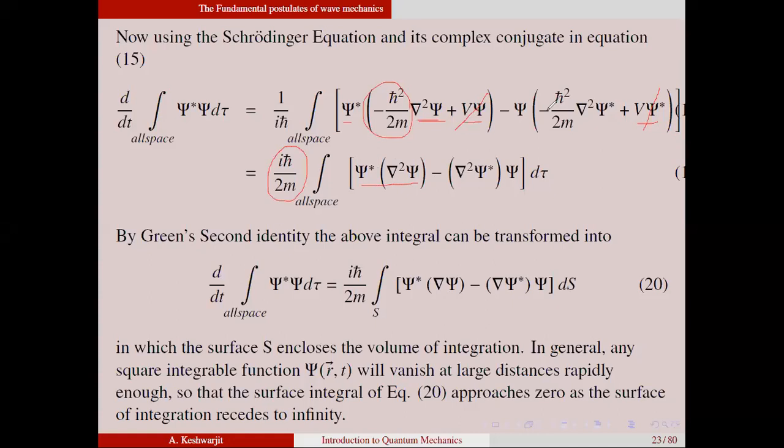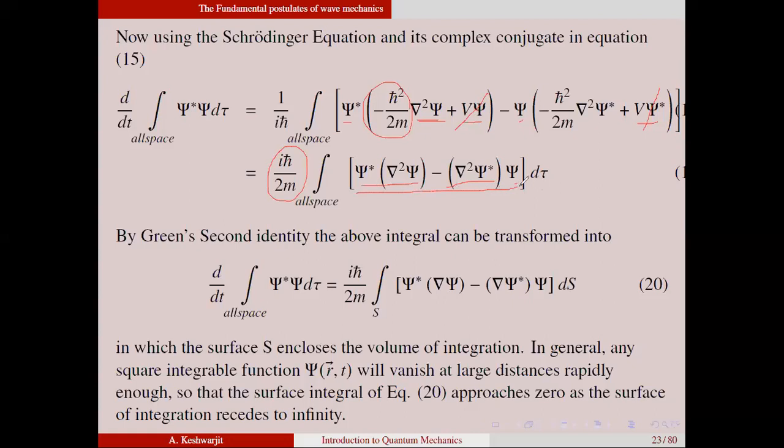So minus ħ² by 2m is minus, so what remains is minus psi Laplacian of psi star. And this psi is simply a function, so I can either keep it on the left or keep it on the right. It doesn't matter. This is also a function, so for multiplication of two functions, you can interchange the order. So I have kept it on the right. There is no problem here.